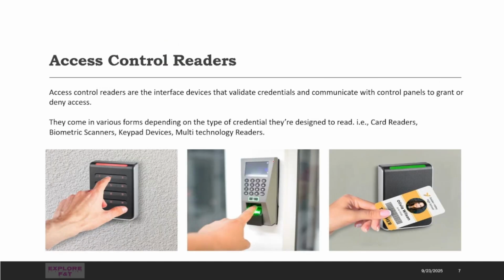Okay, next part, readers. So access control readers are the interface devices that validate the credentials and communicate with the control panel to grant or deny access. They can come in various forms depending on the type of credentials they are designed to read: card readers, biometric scanners, keypad devices, multi-technology readers. Okay, so these are the readers. Like see, this is a keypad, this is both biometric with keypad, and this is just a smart card reader.